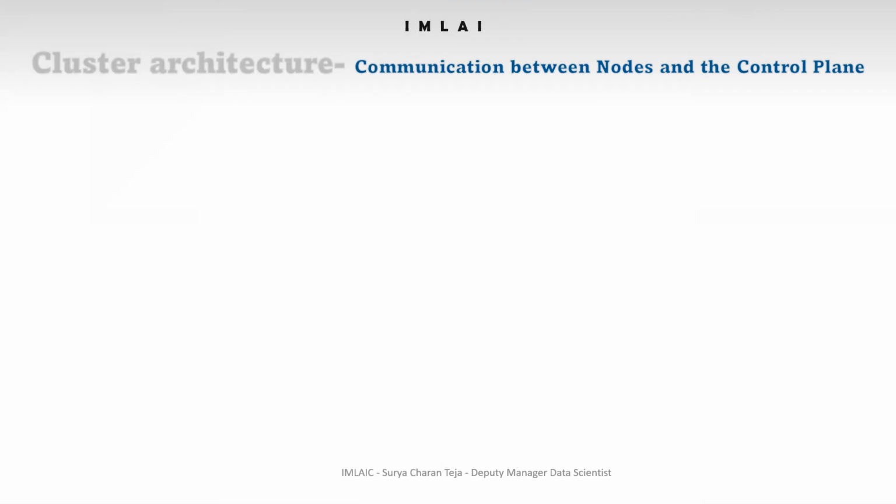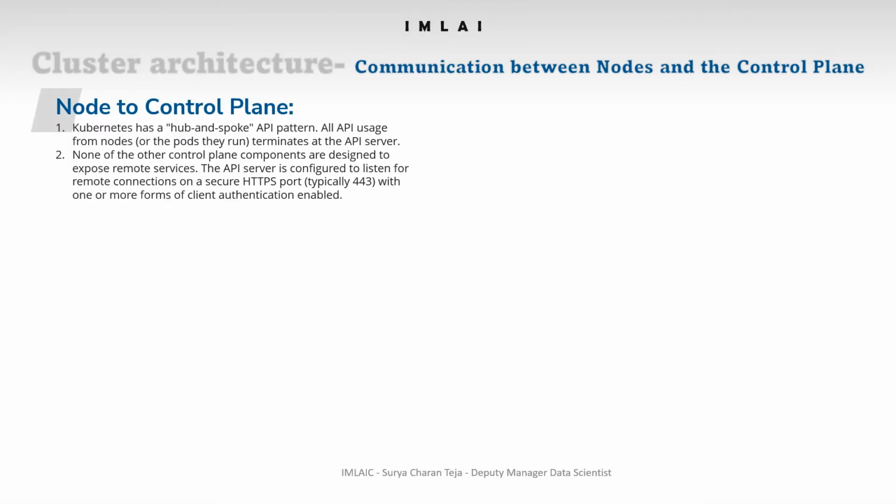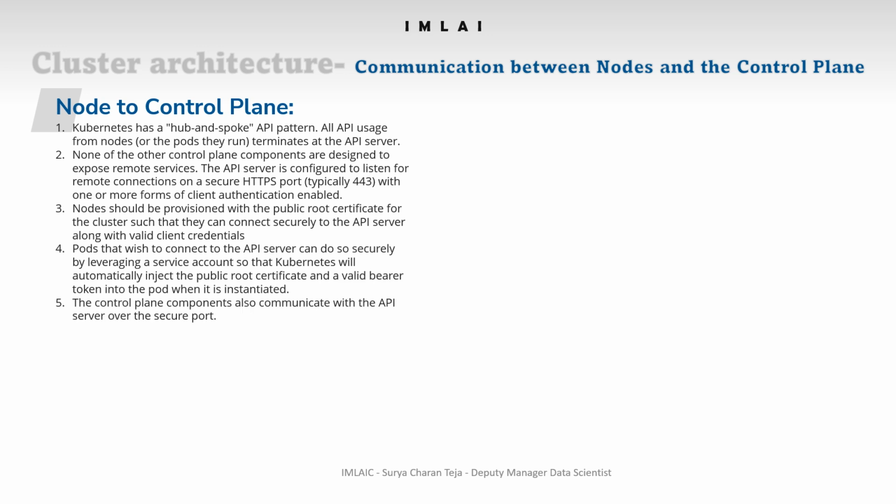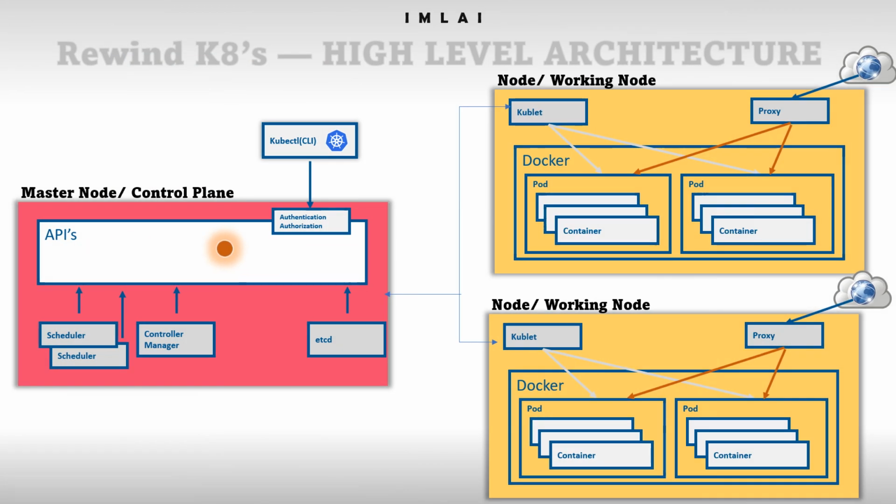So now let's see control plane to node. First we have seen node to control plane, now we will look into control plane to node. There are two primary communication paths from the control plane to the nodes. The control plane is nothing but our API server. The first is from the API server to the kubelet process, which runs on each node in the cluster. The second is from the API server to any node, pod or service through the API server's proxy functionality. Again, I'll show you that. One is using the kubelet, this part, and the other one is using the proxy.